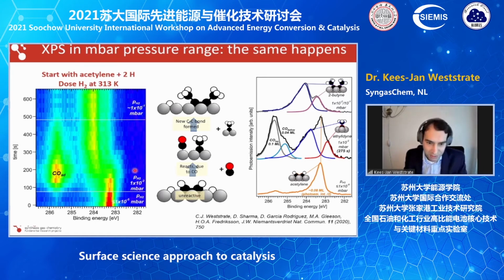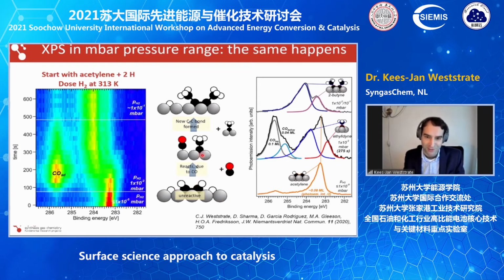But now we increase the hydrogen pressure further, and I said before, hydrogen can have some CO contaminants. And we see that this is the case because in the XPS, we suddenly see carbon monoxide on the surface. But interestingly, as soon as carbon monoxide comes to the surface, the acetylene starts to react.